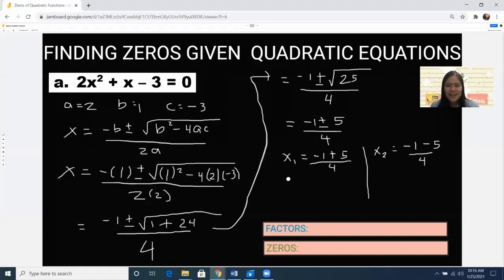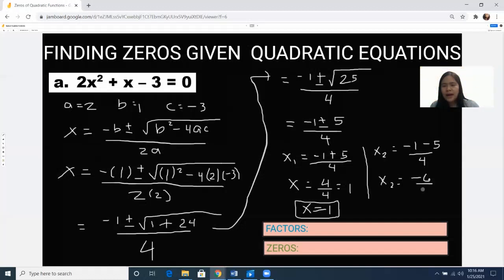Then let's proceed. X is equal to negative 1 plus 5, which will have positive 4 over 4. And any number you divide by itself is equal to 1. So we have 1. So the first value of your zeros is 1. Oh my God, very easy and simple. And the second one, we have x sub 2 in here. And it's negative because negative 1 minus 5 will have negative 6 over 4. And they are both divisible by 2. So you can simplify your answer to negative 3 over 2.